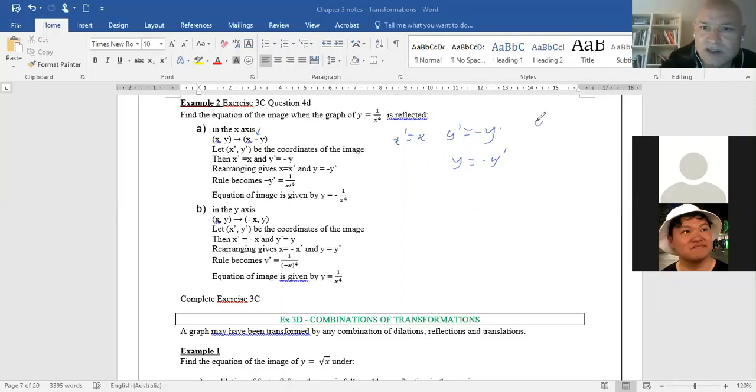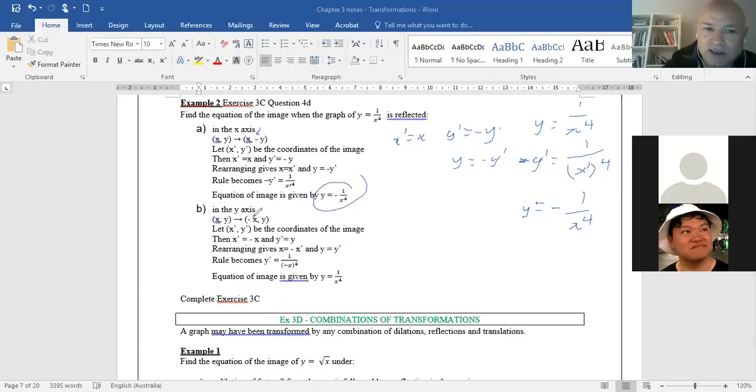That's the same, so therefore y equals 1 over x to the power of 4 is going to be negative y dash equals 1 over x dash to the power of 4. Get rid of the dashes and move this negative to the other side, so we get y equals negative 1 on x to the power of 4. That's how I got that one there.